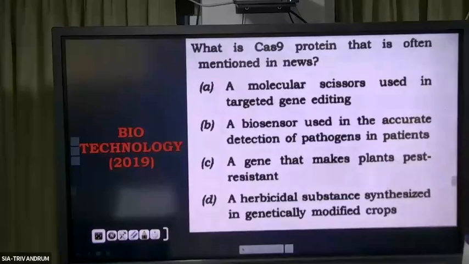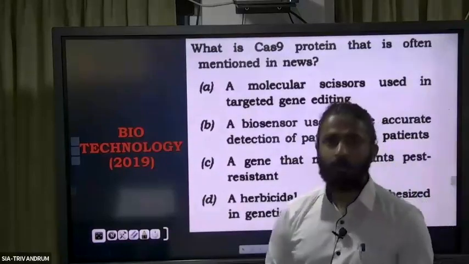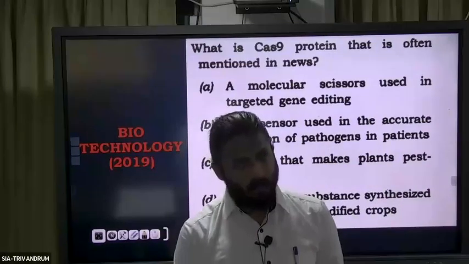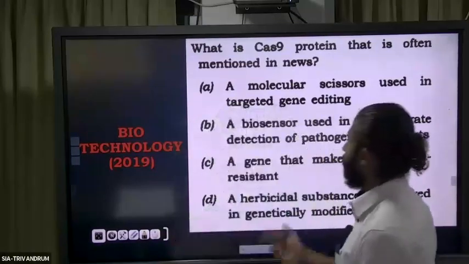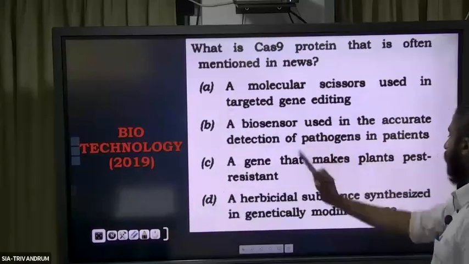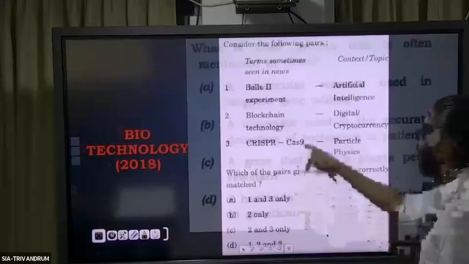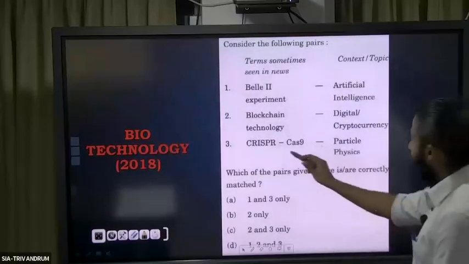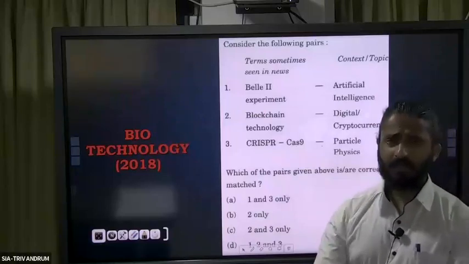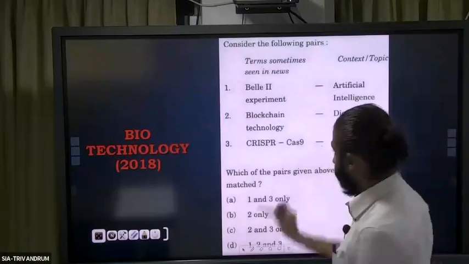Then again, Cas9. CRISPR-Cas9 gene editing was asked in the previous year also, and again repeated in the next year. It is a molecular scissor, biosensor. Again, go through these terms. What is a biosensor? See, in 2018 they had asked about CRISPR-Cas9, right? And they repeated Cas9 in 2019.